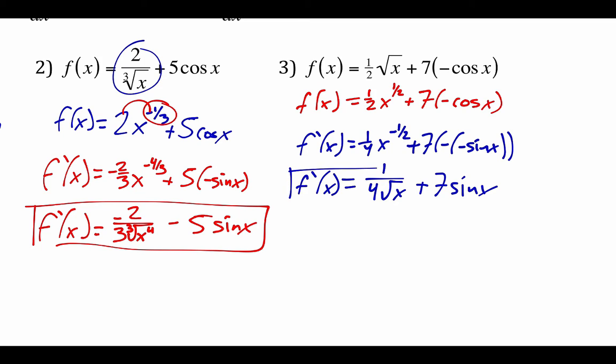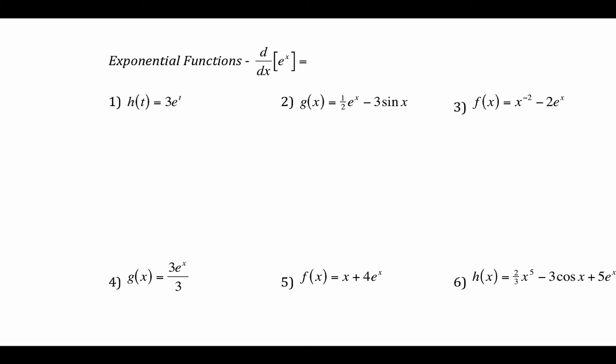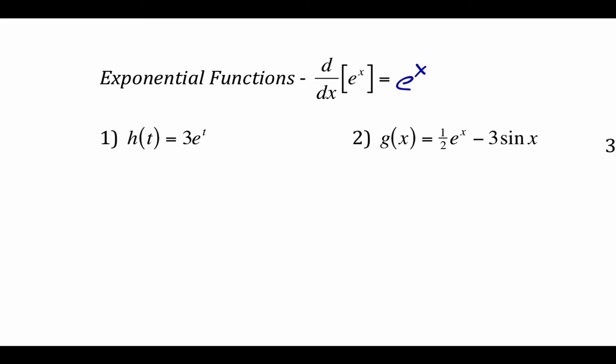So the same rules that we learned from the sum and difference rules still apply. Now we're also going to look at an exponential function, specifically e to an exponent. So the derivative of e to the x is e to the x. It seems silly, and it's actually that simple. So the first one, h of t equals 3 times e to the t. Well, h prime of t, we'll leave that 3 alone. It's going to be 3 times e to the t. It ends up being the exact same equation.